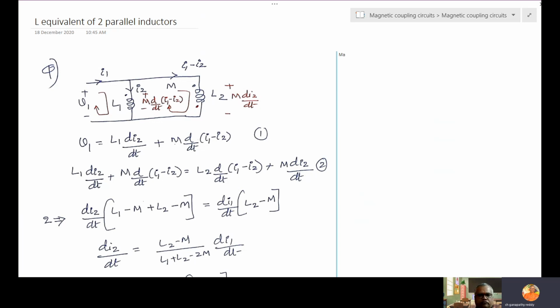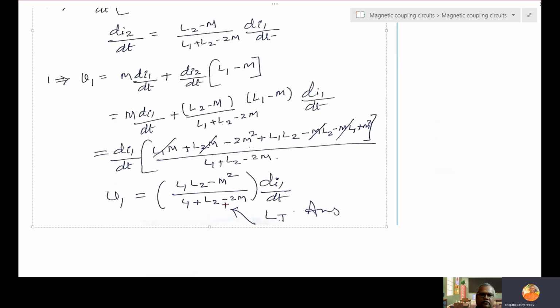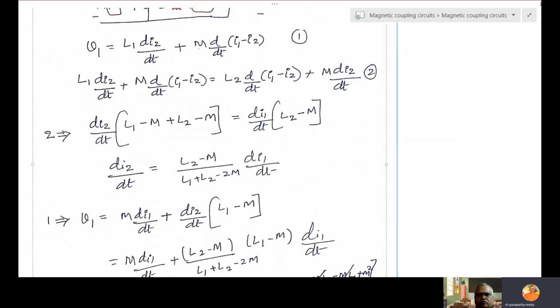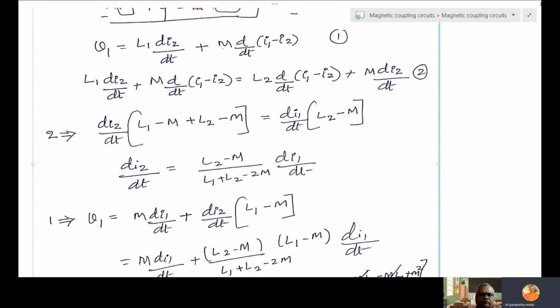If L1, L2 not coupled, what is the answer? In DC analysis already studied, L1 L2 by L1 plus L2, similar to two resistors in parallel. But here L1, L2 parallel, no doubt, but they are also coupled. When they are coupled, what is the L equivalent? That is the problem. So how to solve this? It is easy only.